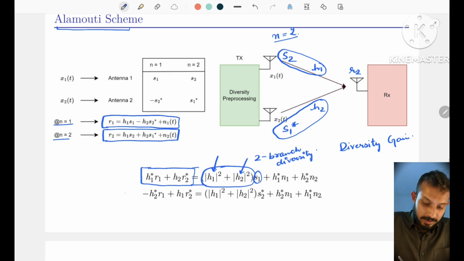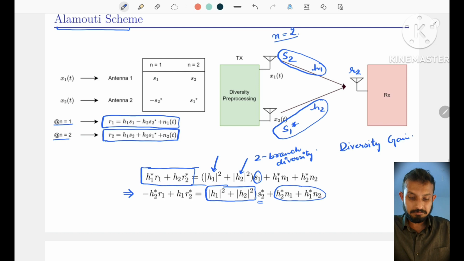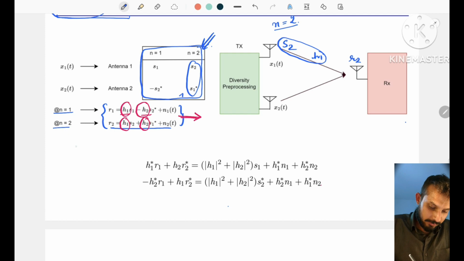Similarly, you can write another equation to detect symbol S2 conjugate. So if you have S2 conjugate, you can directly detect, for you simply have S2. So again, you have the same equation. So this is again, we have two branch diversity here, and you can detect S2 from this equation, and you have noise corresponding here. We can represent this matrix in a form like you have S is equal to antenna 1, you have antenna 2, then we have time n is equal to 1 and time n is equal to 2.